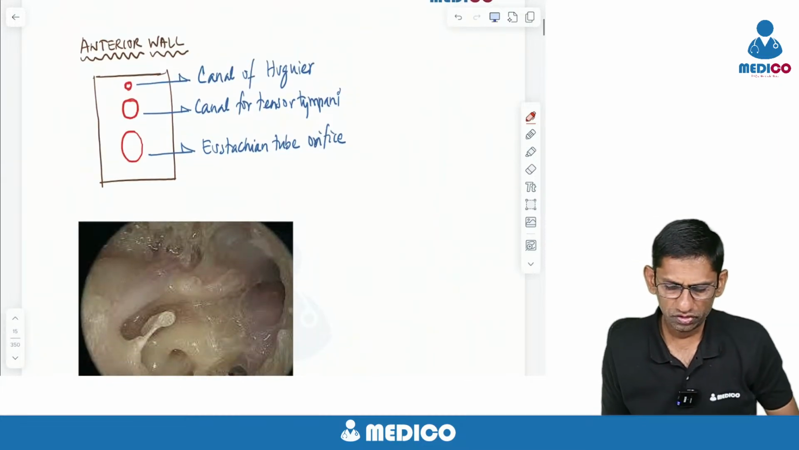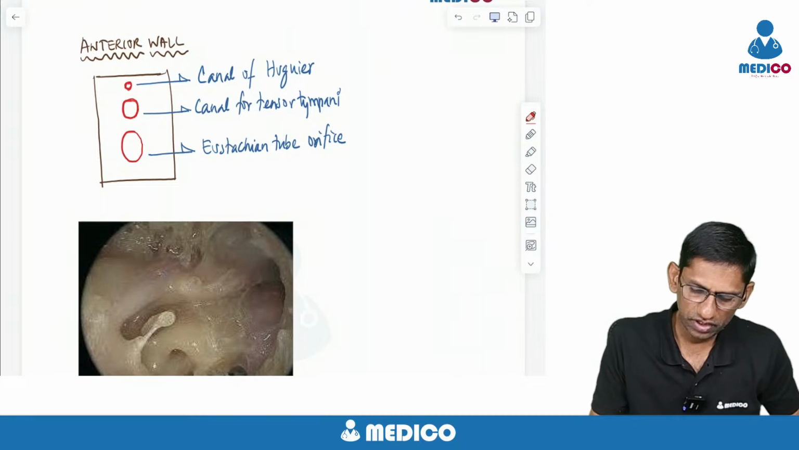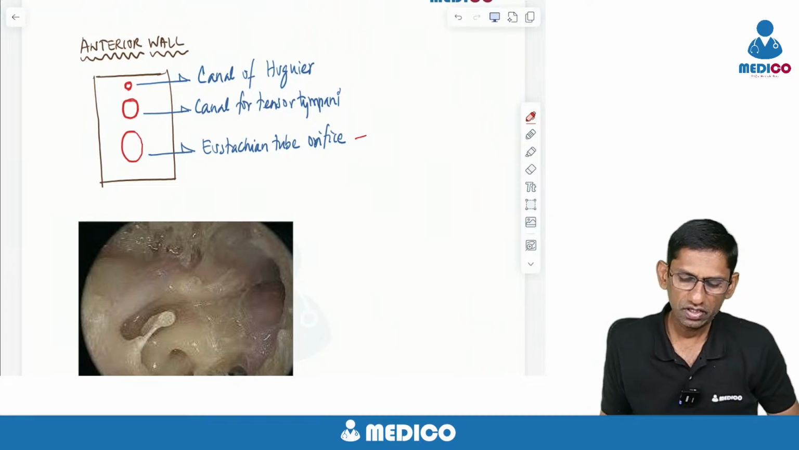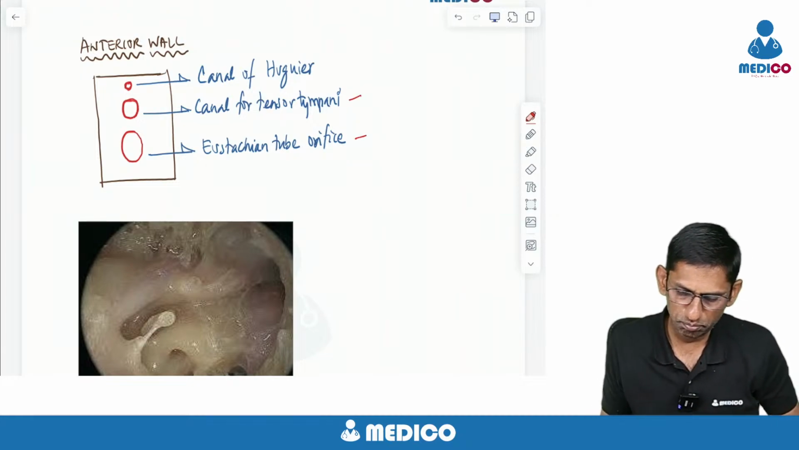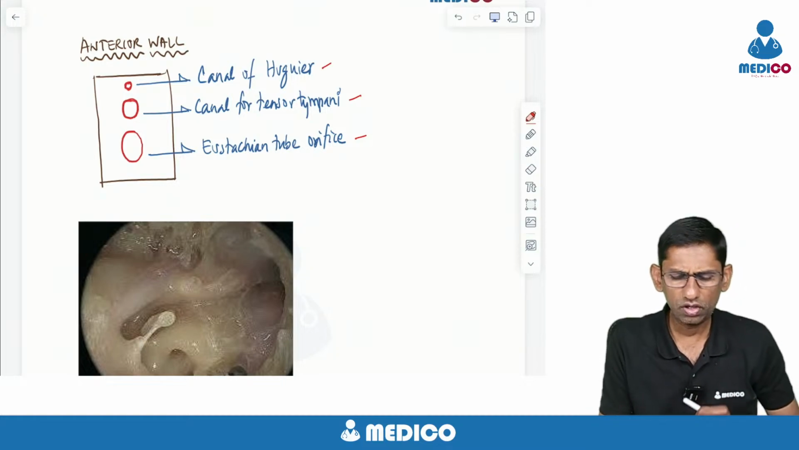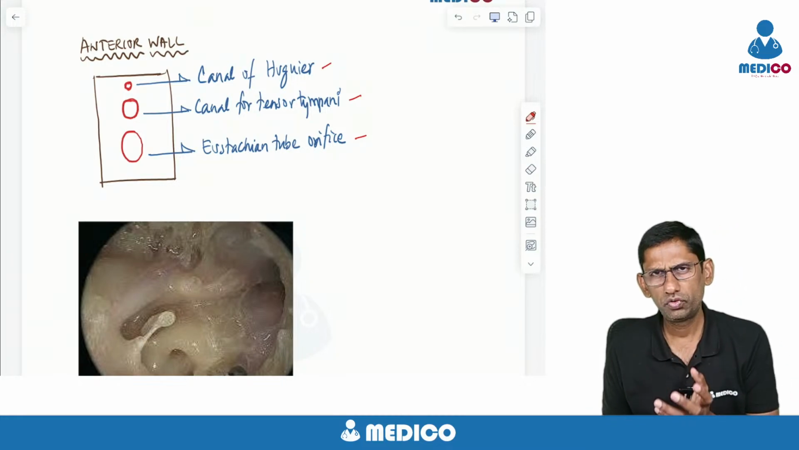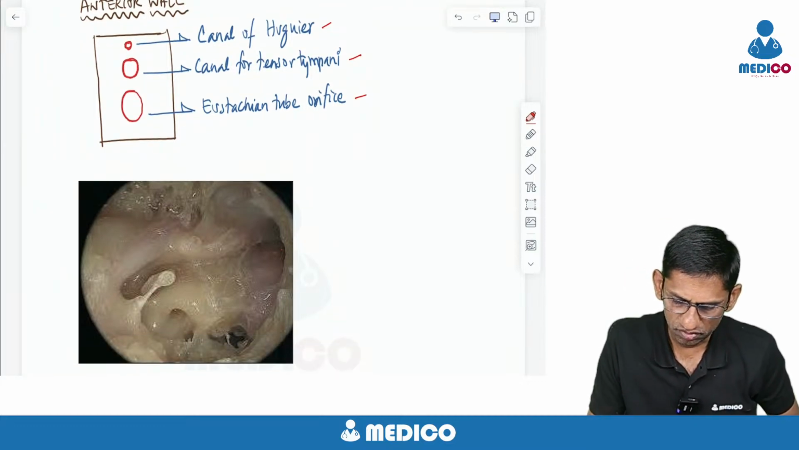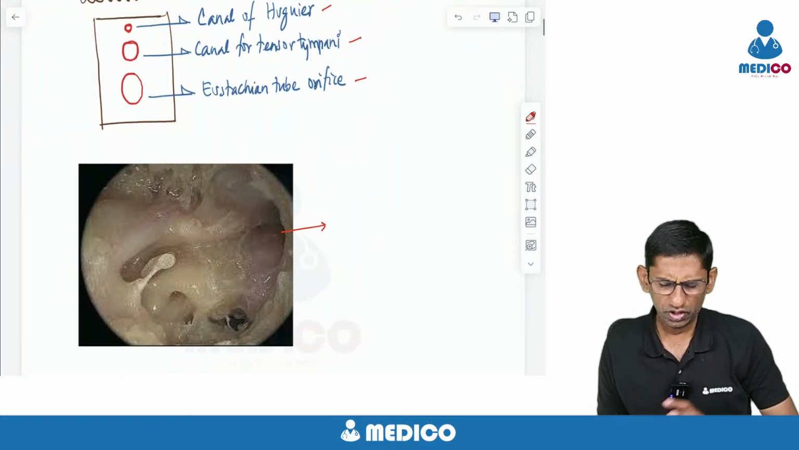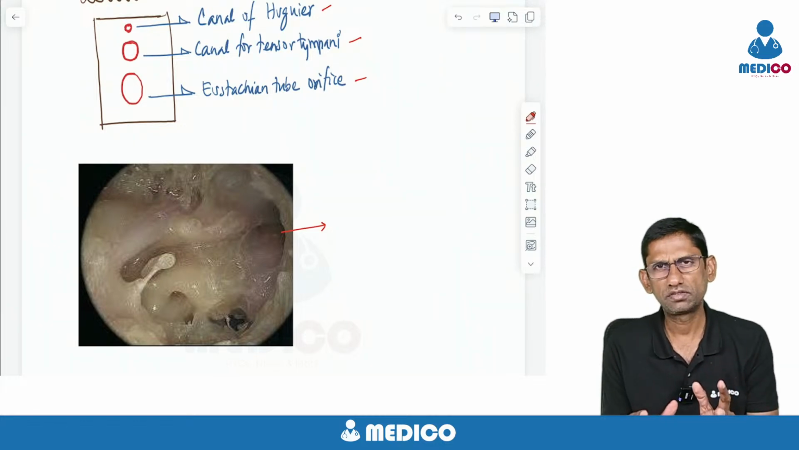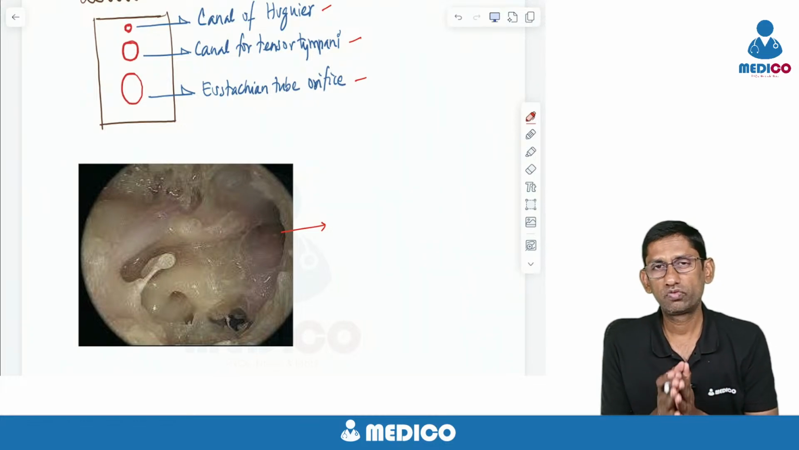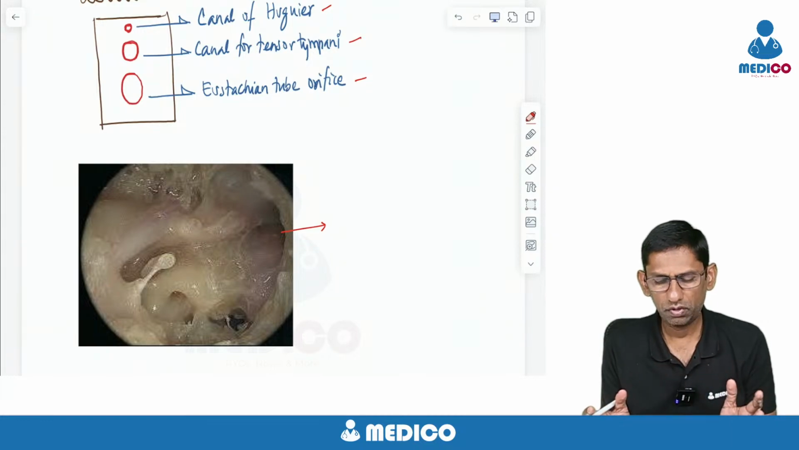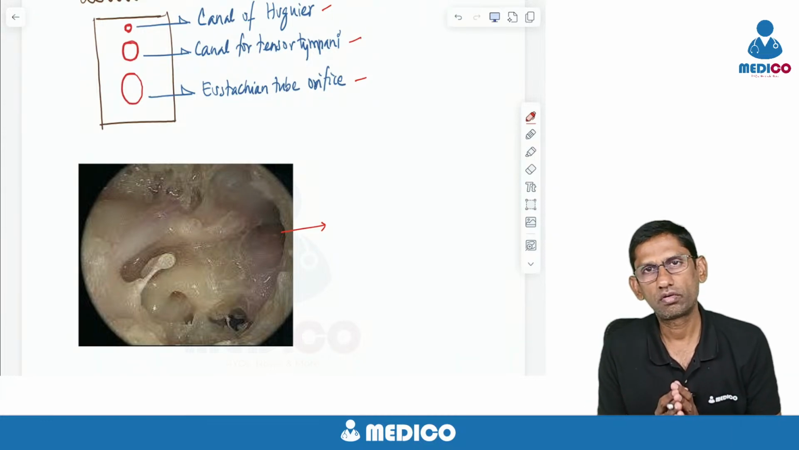Anterior wall, which is called the carotid wall, we have the eustachian tube orifice, above that the canal for tensor tympani, and the small canal is the canal of Huguier, where the chorda tympani exits. So again, this is the eustachian tube orifice. So please correlate with the real pictures, because picture anatomy is very important nowadays. Many spotter picture-based questions are being asked.